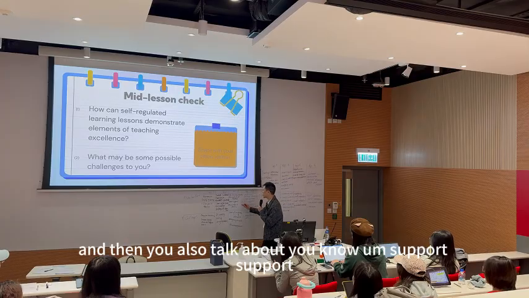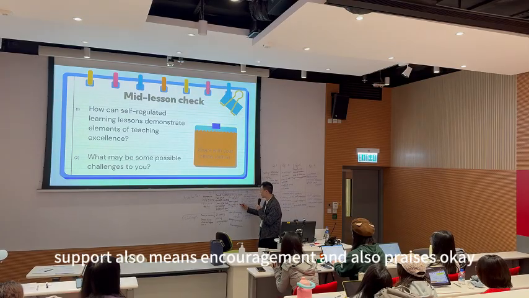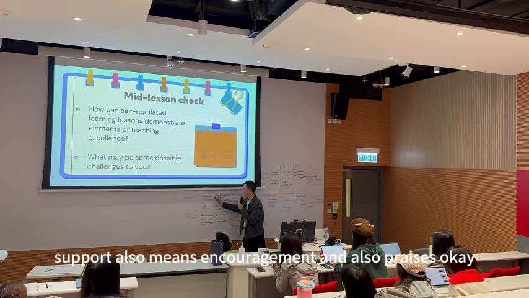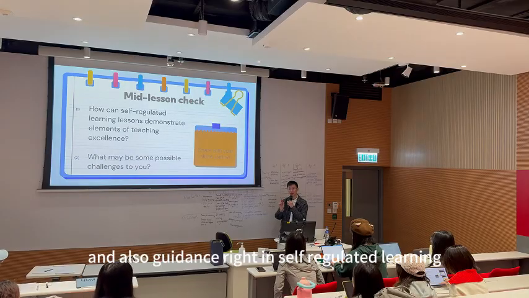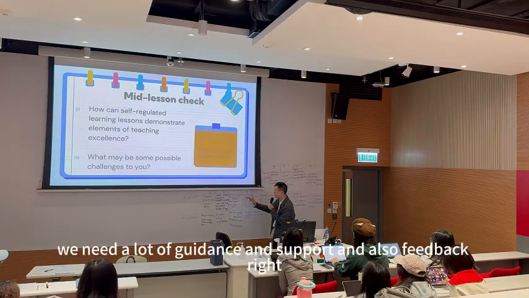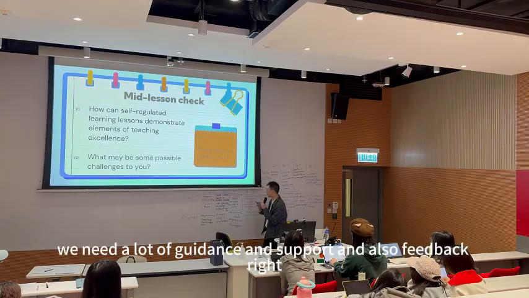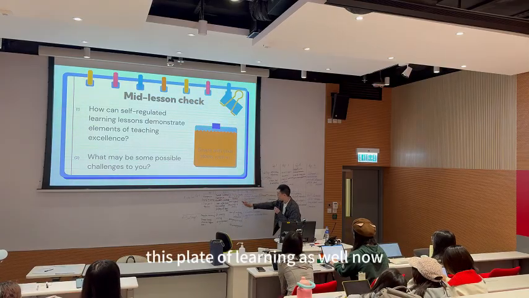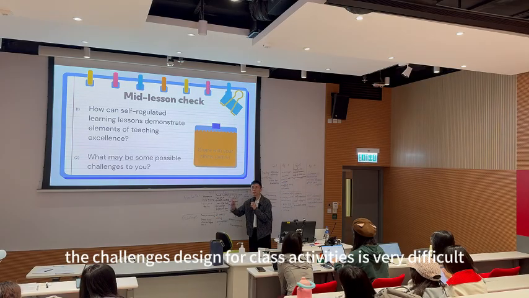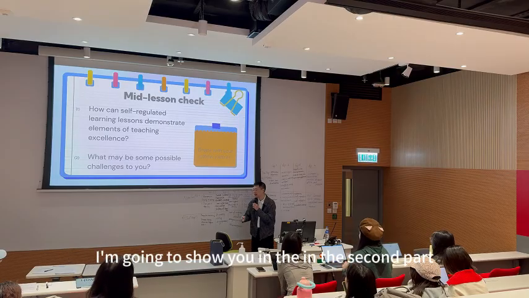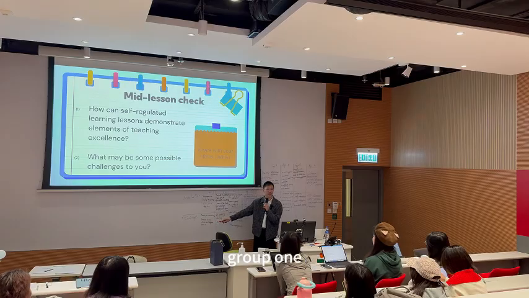And then you also talk about support. Support also means encouragement and praise, and also guidance, right? In self-regulated learning, we need a lot of guidance and support, and also feedback, right? Display of learning as well. Now the challenges. Designing class activities is very difficult. I'm going to show you in the second part. Students' learning, what does that mean, group 1?